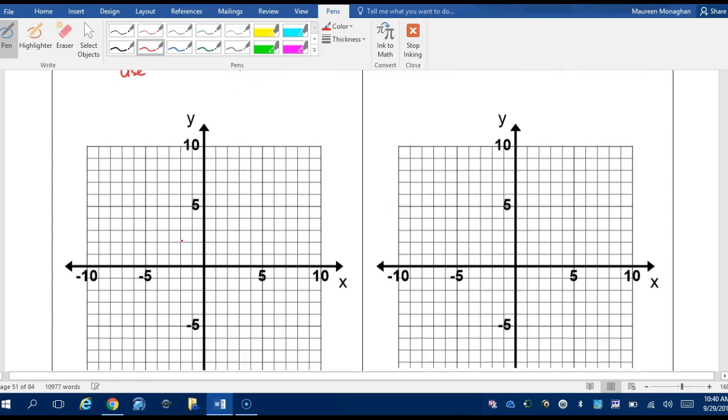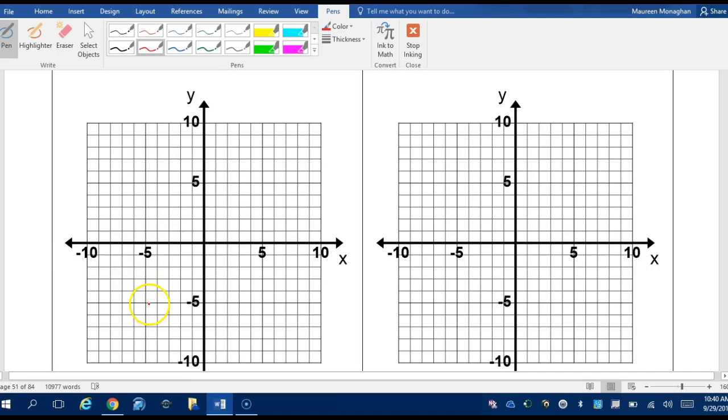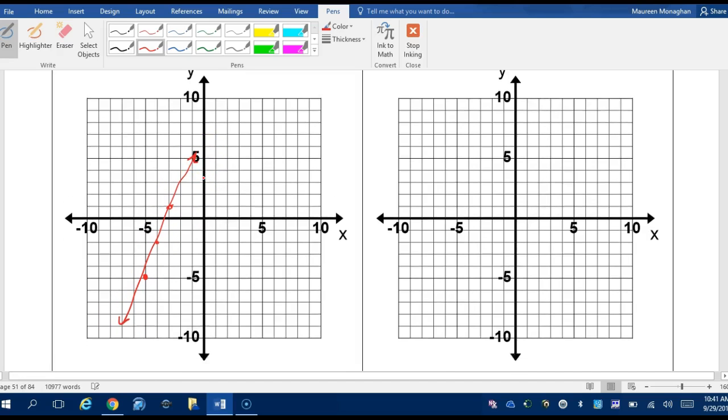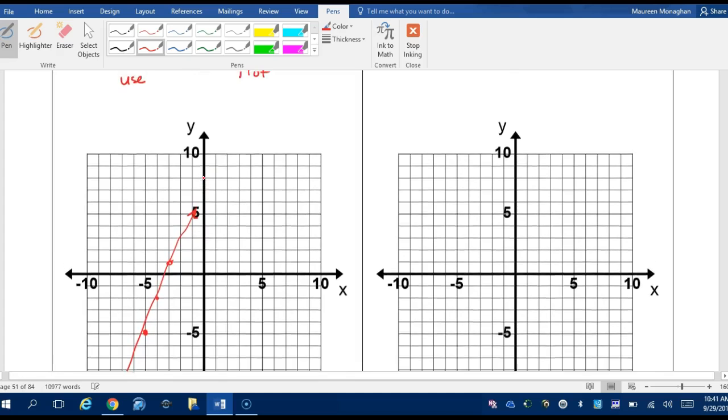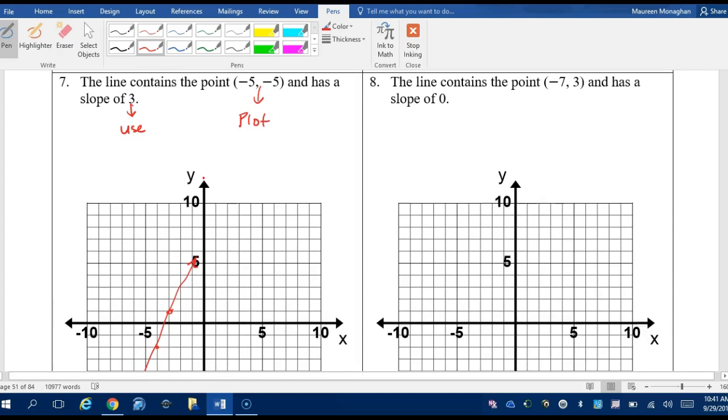Let me go down a little bit. There we go. -5, -5. And the slope was 3. Up 1, 2, 3 over 1. Ta-da! We didn't have to write an equation. All we had to do was graph it. So we don't have to come up with an equation. Well, that was easy. Easy peasy.